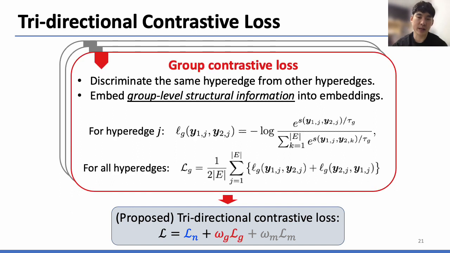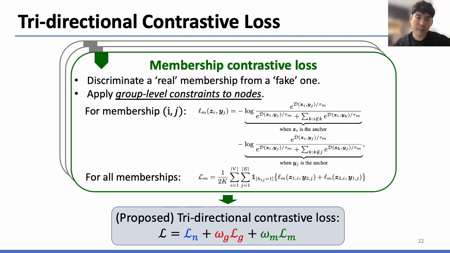And group contrastive loss aims to discriminate the same hyperedge from other hyperedges and embed group-level structural information into embeddings. Membership contrastive loss aims to discriminate a real membership from a fake one, making it apply group-level constraint to nodes. Our proposed tri-directional contrastive loss can be defined as a weighted sum of these three forms of contrastive loss.